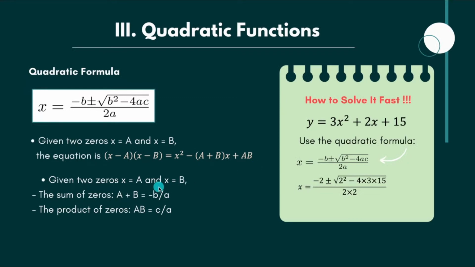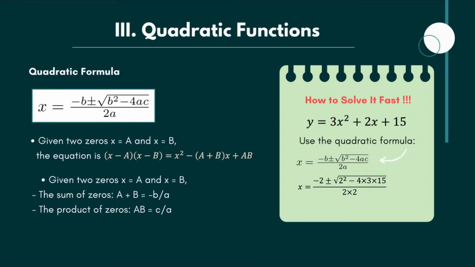Here we have some useful equations that we'll briefly mention but won't be going into yet. Given two zeros, x equals a and x equals b, the sum of the zeros is equal to negative b over a, and the product of the zeros is equal to c over a.